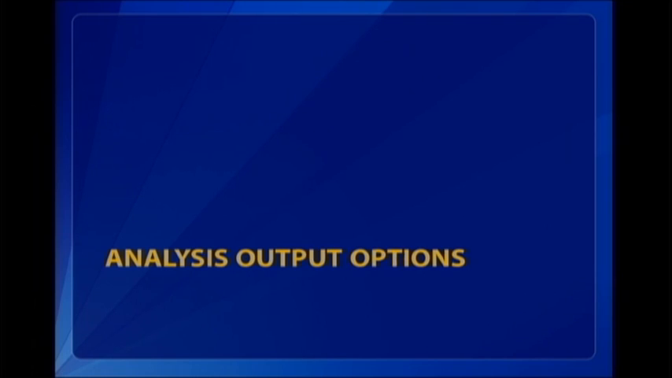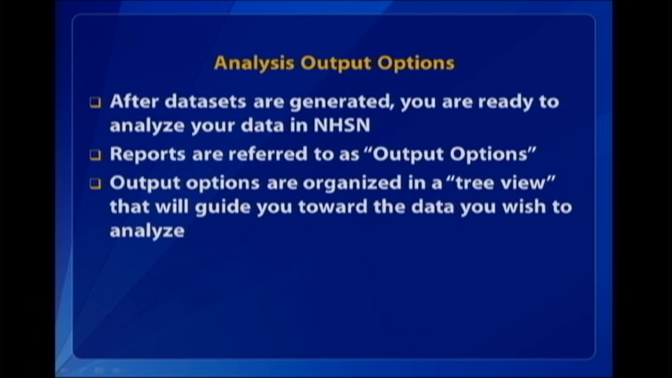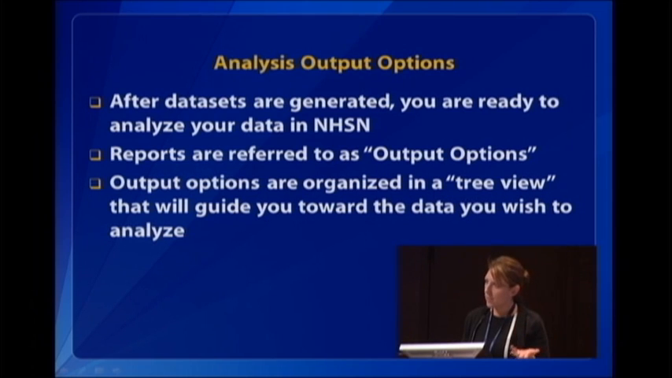So now let's talk about some of the basics of the analysis output options. So after data sets are generated, you're ready to analyze your data, and they will be current as of when you generated data sets. There's really no lag time besides waiting for that process to complete. We refer to reports as output options, and I'll likely use those terms interchangeably today, so I'm just giving you the heads up. I don't mean to confuse you, but I tend to like to use the word reports when I can. And we organize all of these into what we call a tree view, and I'll show you what that looks like. And really, we do this to help guide you towards the data you're actually interested in analyzing.